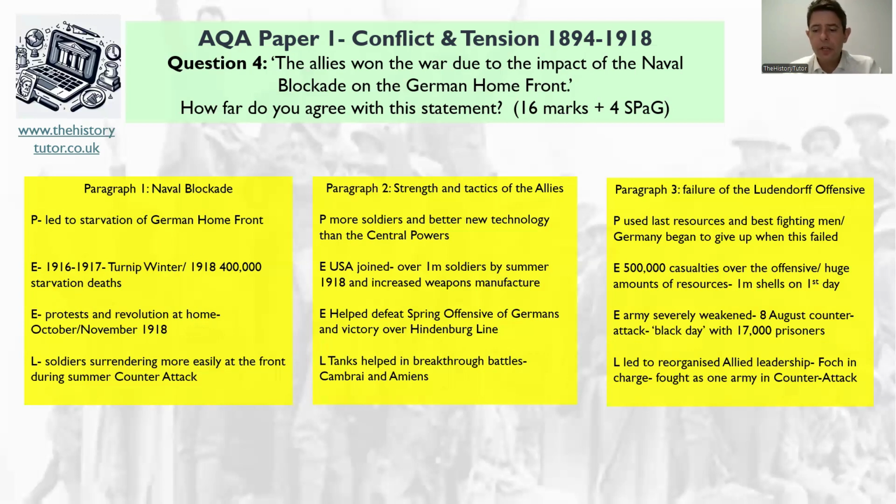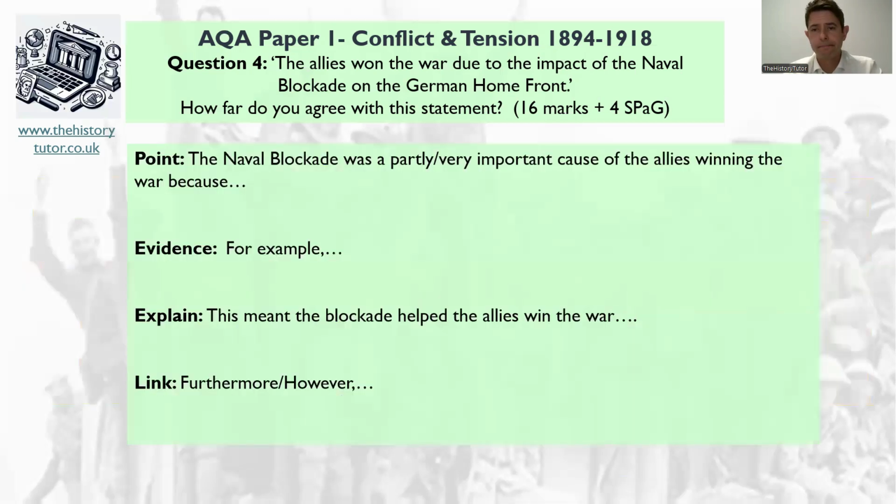So, of course, the Ludendorff offensive also led to a reorganisation of the Allied army, and they were more effective under their new organisation under Foch of the French army. Okay, and this led to a successful counterattack.